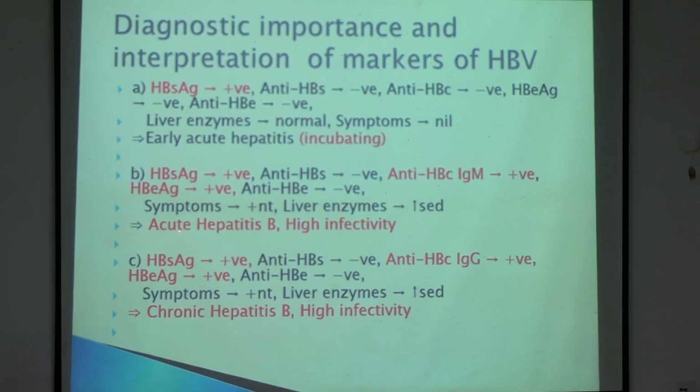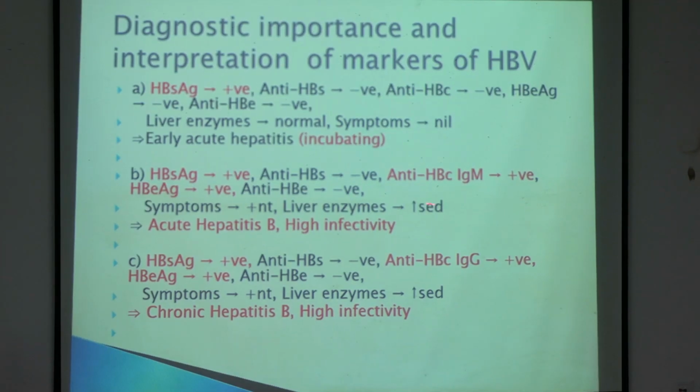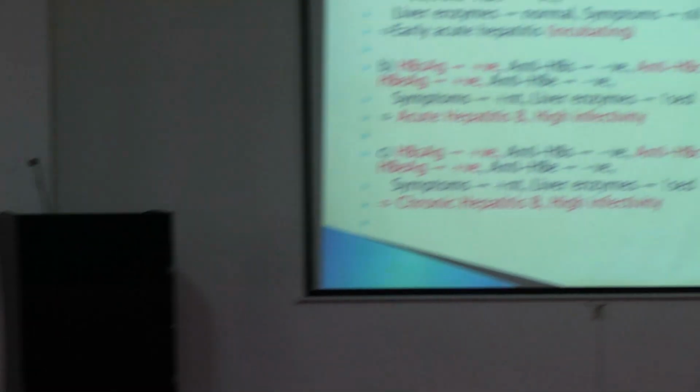Why is it acute hepatitis B? How will you say it's acute? Which marker is telling me acute here? This marker is telling me it's acute: anti-HBc IgM.